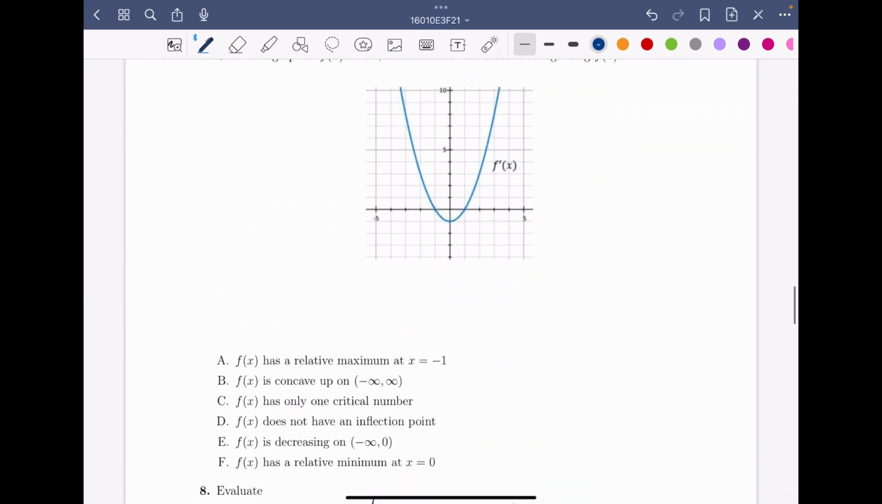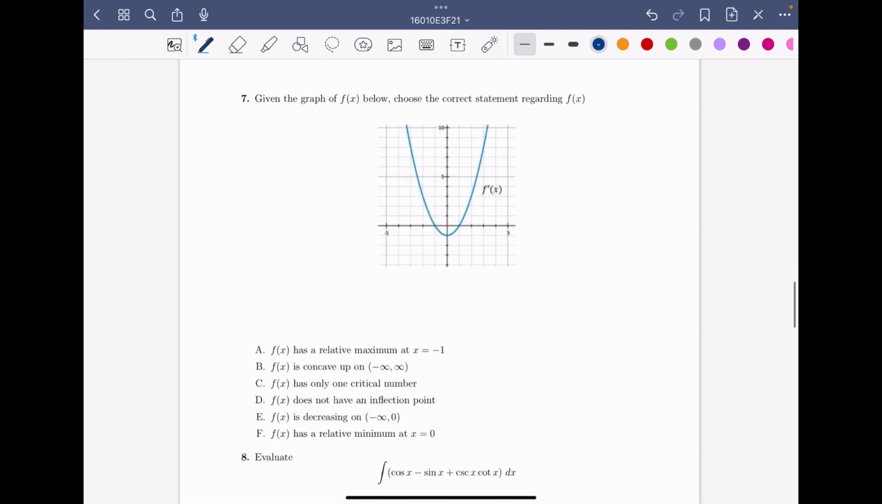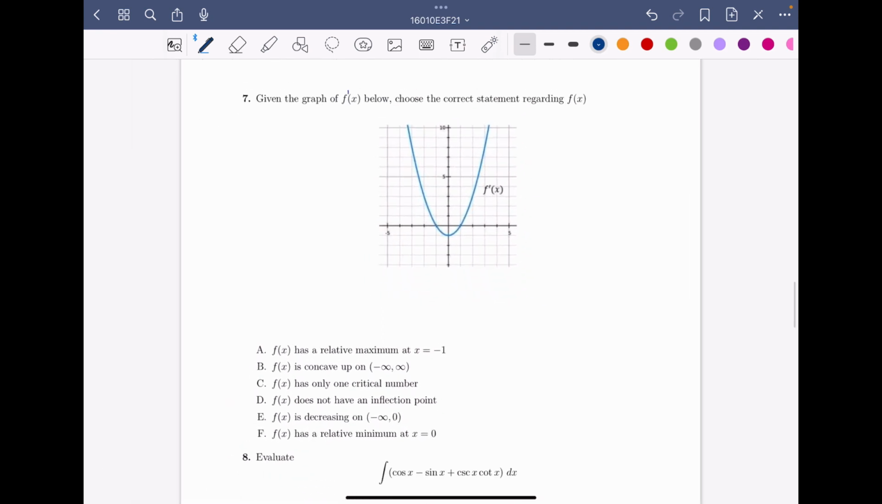Number 7. Given the graph of f prime of x below, choose the correct statement regarding f of x. So because this is the first derivative, let's go ahead and look for critical numbers. That's where f prime of x equals 0. So we can see that there is a critical number at x equals 1 and x equals -1. So let's go ahead and look at these statements. So the first one says there is a relative maximum at x equals -1.